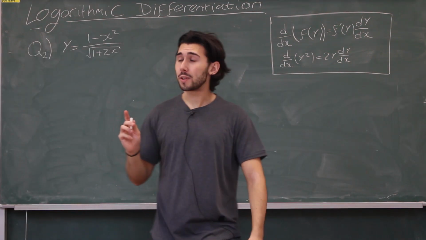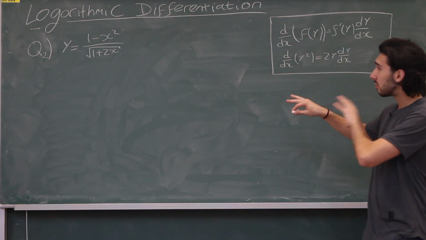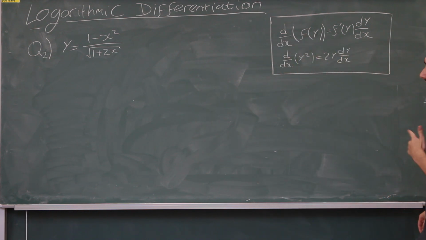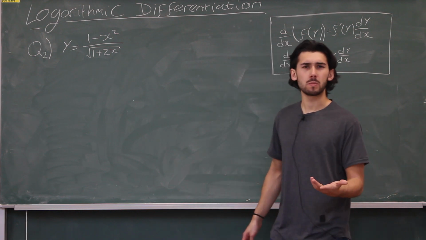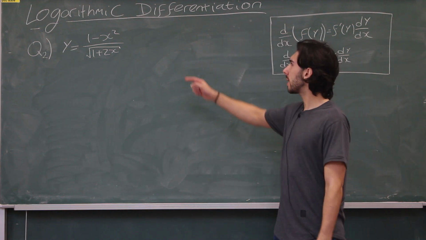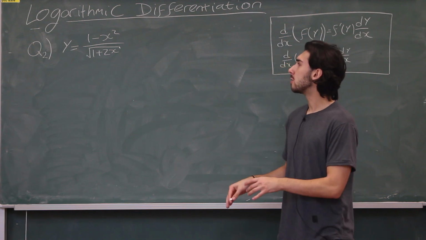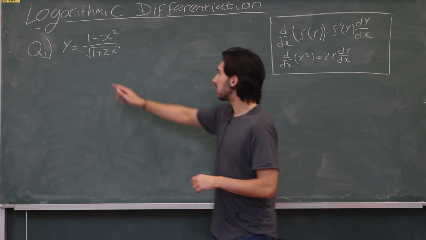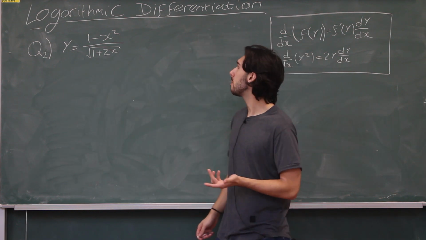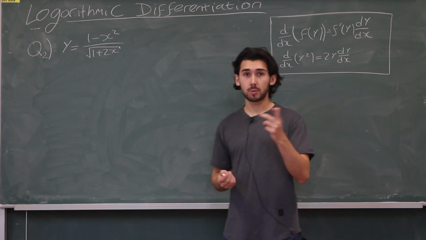All right, so the next question is right there, y equals 1 minus x squared divided by the square root of 1 plus 2x. You might say, well, hold on a moment. I don't even need logarithms to do that. Why do I need a logarithm? I can just use a little bit of chain rule. I can use a little bit of quotient rule because it's a fraction. The chain rule is needed for the denominator, right? And then I'm going to be done. And you're absolutely right. You can do that.